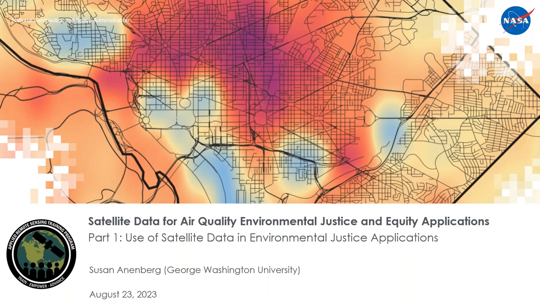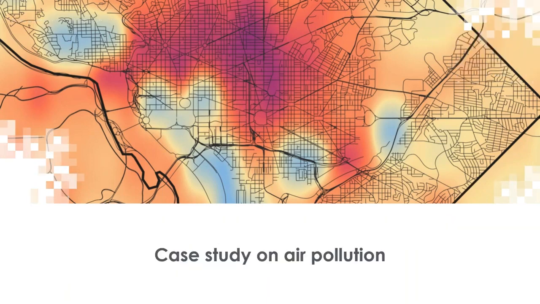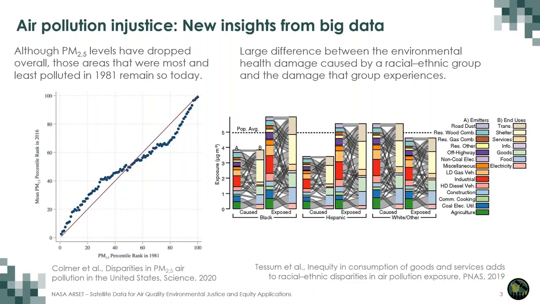Thank you. I'm going to talk about use of satellite data in environmental justice applications. I'll first talk about a case study using satellite data to understand air pollution injustice. There's a long history of studying air pollution injustice, and in more recent years, people have started using big data to study this problem.